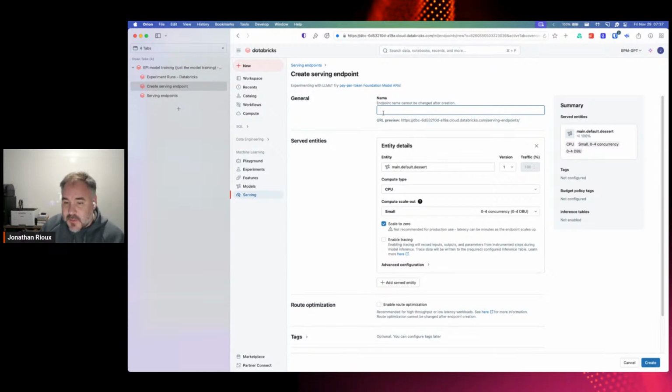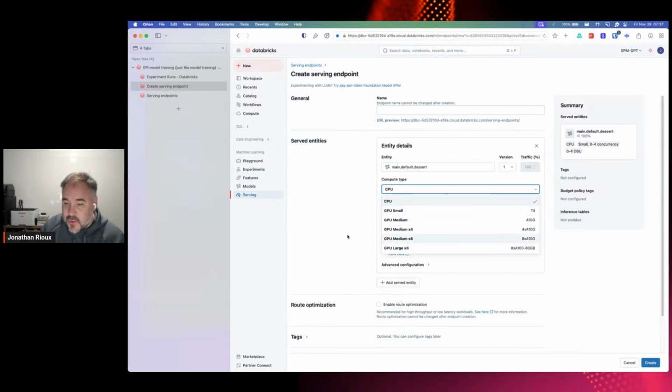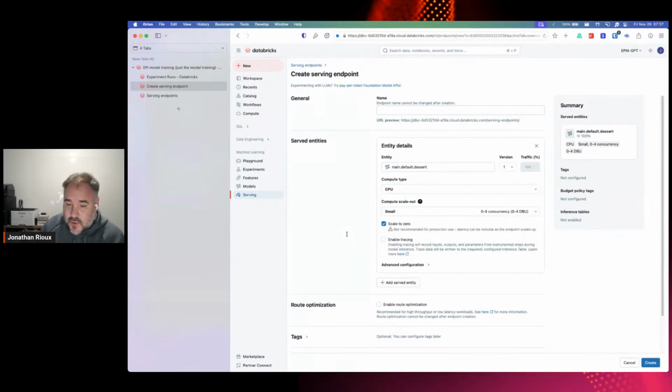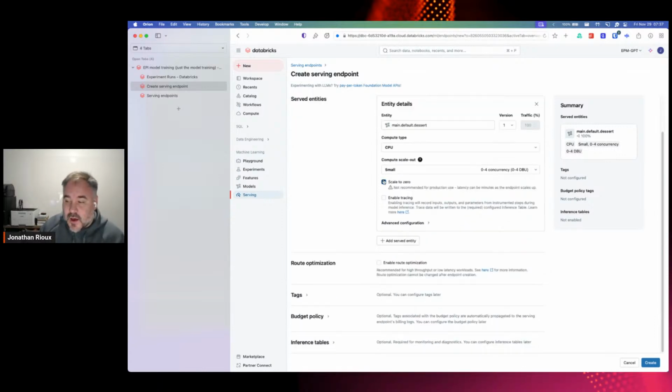You give a name of the endpoint. You decide how much traffic. You decide if it's going to be a CPU or a GPU if you're doing large language models. Scale to 0 if you want to go. And if it's an internal model and you're okay with the cost going down to 0 and having a cold start happen when it comes back up, you can do it.